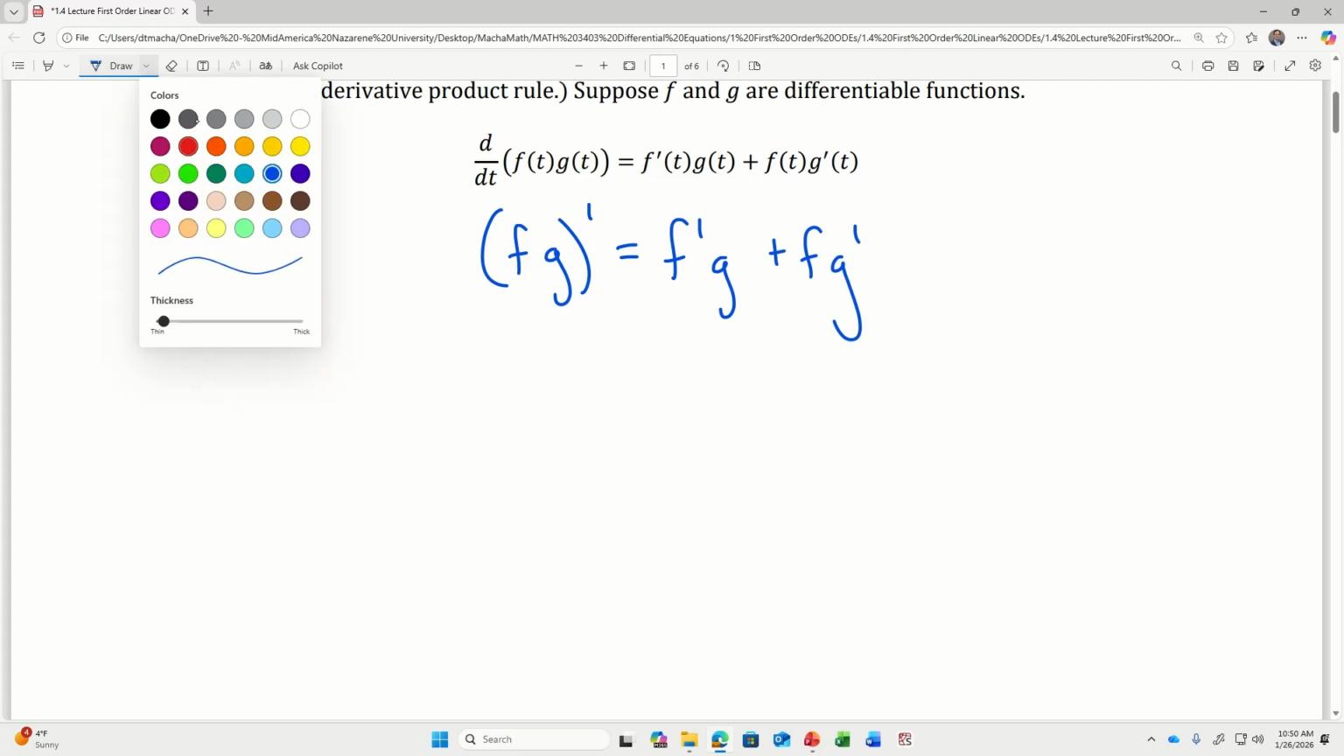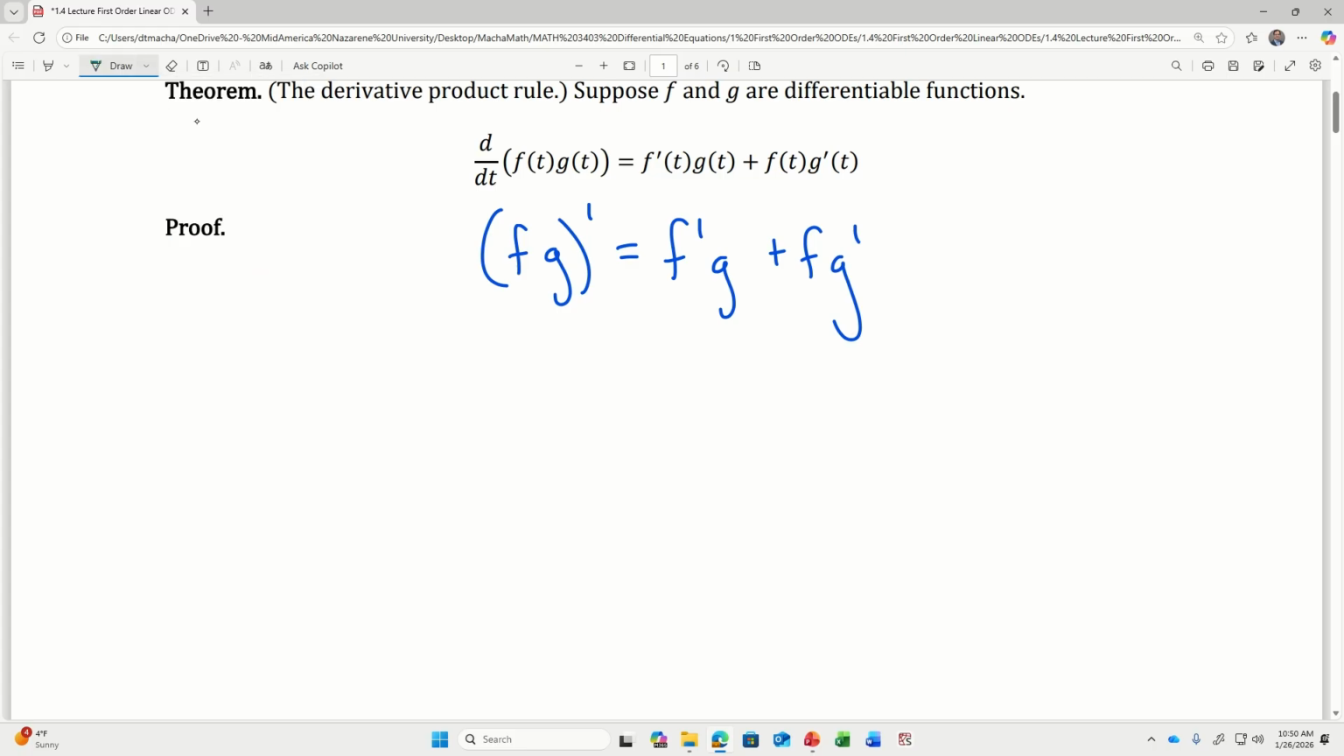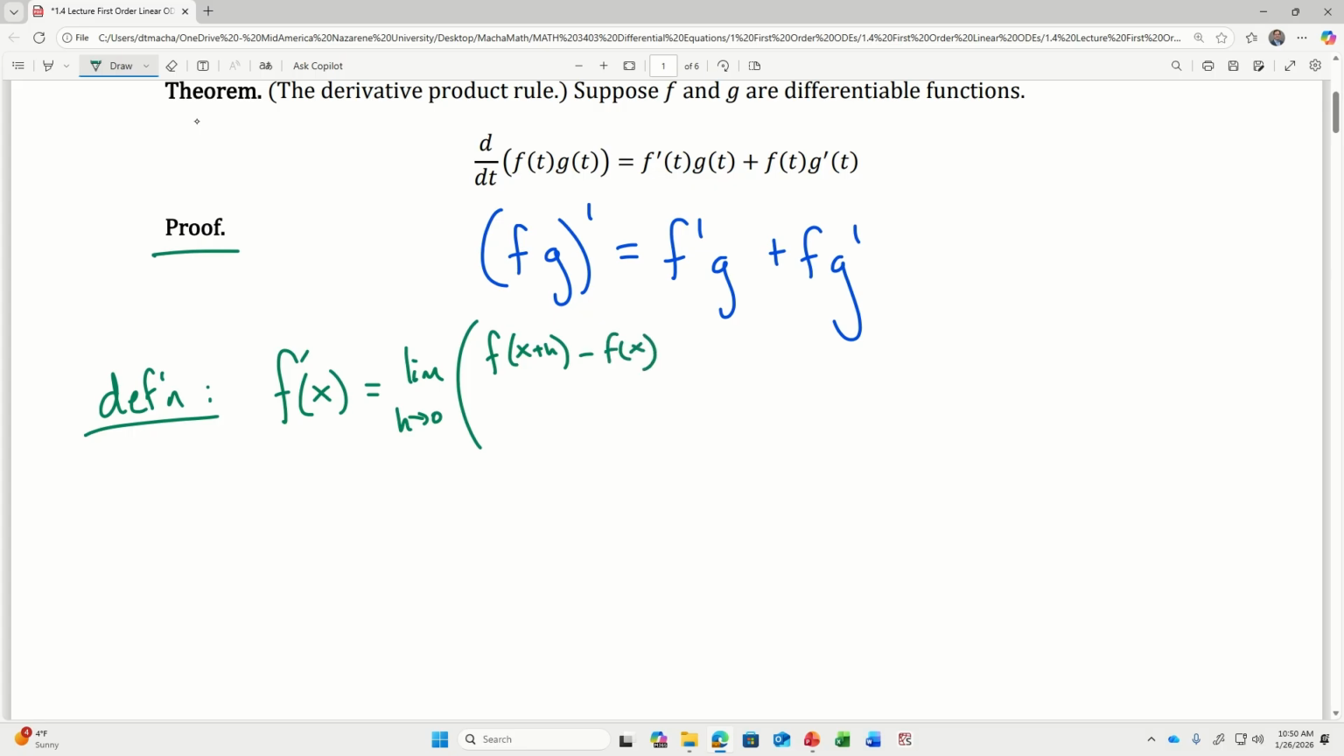I think it's nice to know where math comes from, and so if you've never seen the proof of this, the proof goes like this. You say, remember the definition of the derivative? By definition, the derivative of a function is the limit as h approaches 0 of f of x plus h minus f of x divided by h.